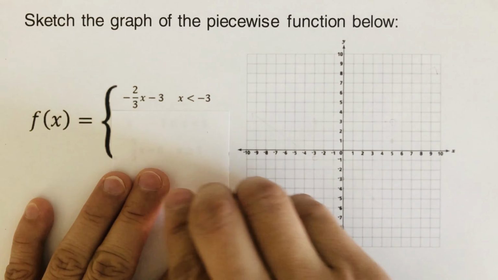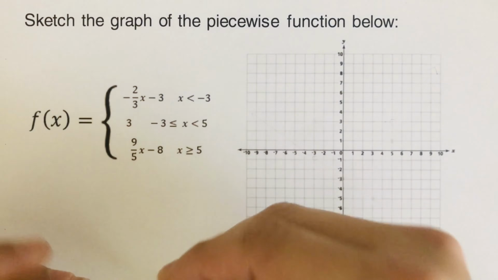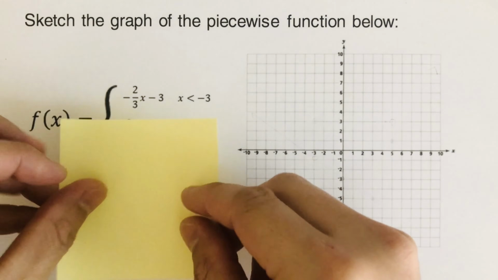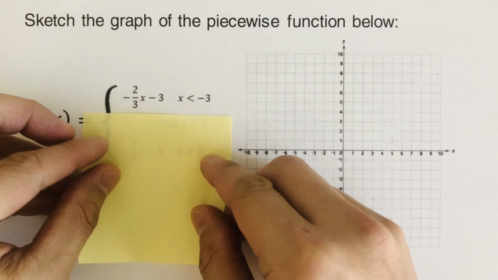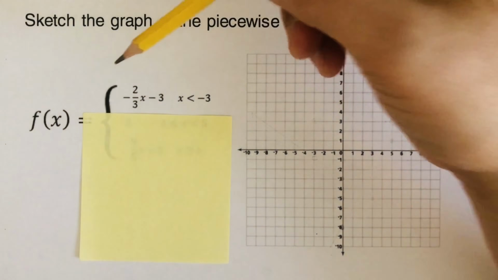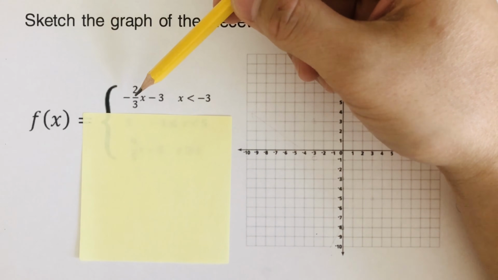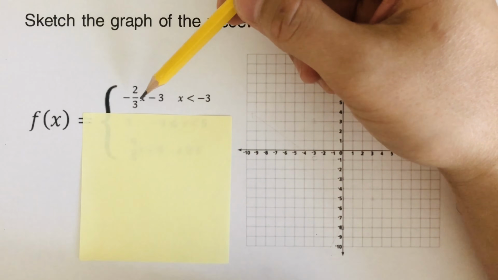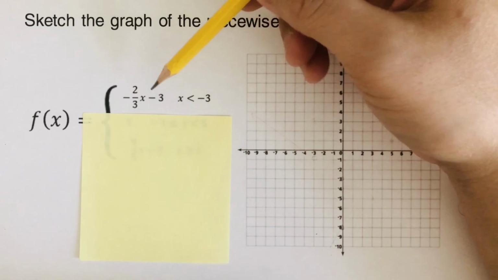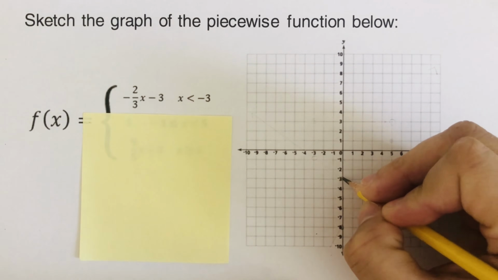So let's take it one at a time. So let's take the first one here, which is negative 2/3 x minus 3. So there is another video that talks about how to graph a line. I will put the link of the video in the description box below. So from here, we're going to start on -3, which is the y-intercept. So -3 is right here.